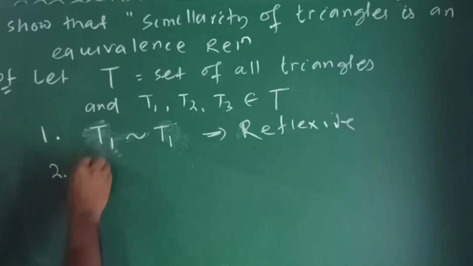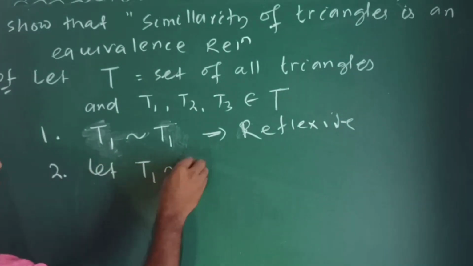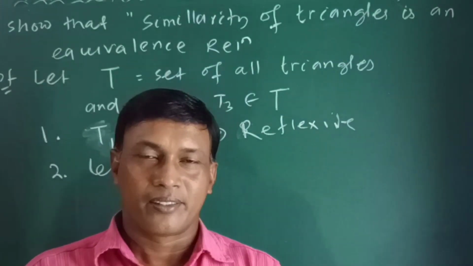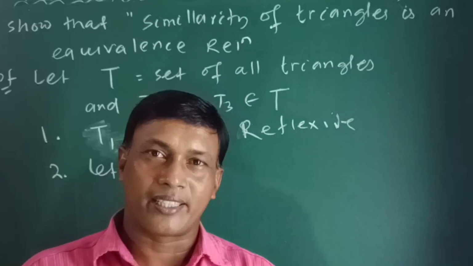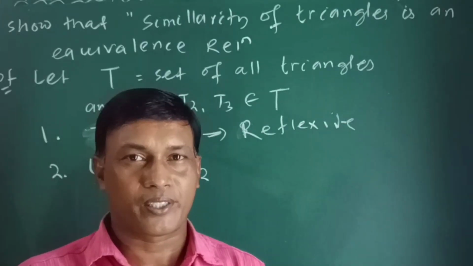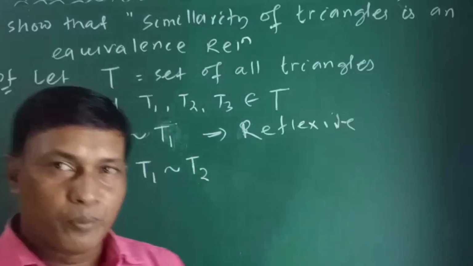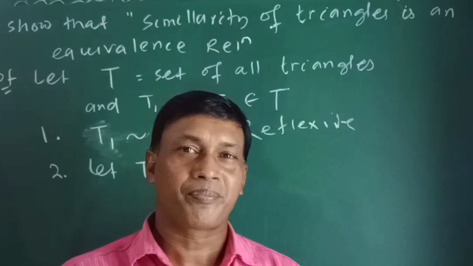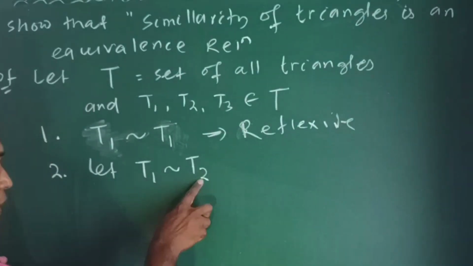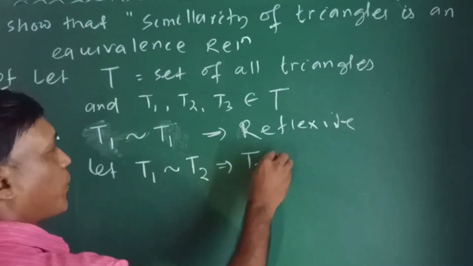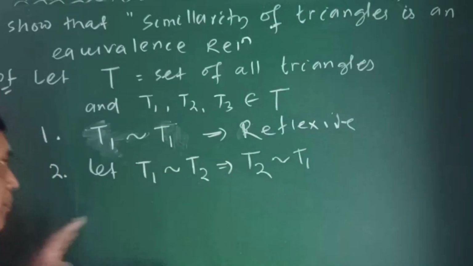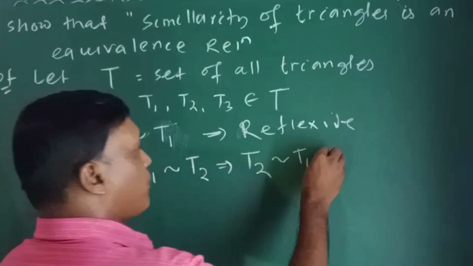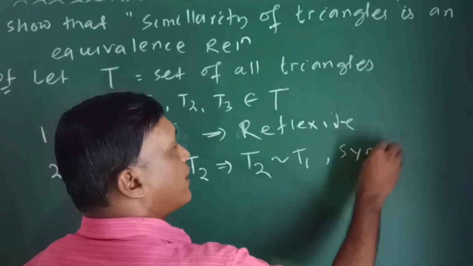Second, let the triangle T1 be similar with T2. If one triangle is similar to the second triangle, then the second triangle is also similar to the first triangle. This is the condition of similarity. If one triangle is similar with another, then the second must be similar to the first. This is the concept of similarity. So if T1 is similar to T2, then T2 is also similar with T1. So what happens here? If A is related to B, B is related with A. So this implies the relation is symmetric.